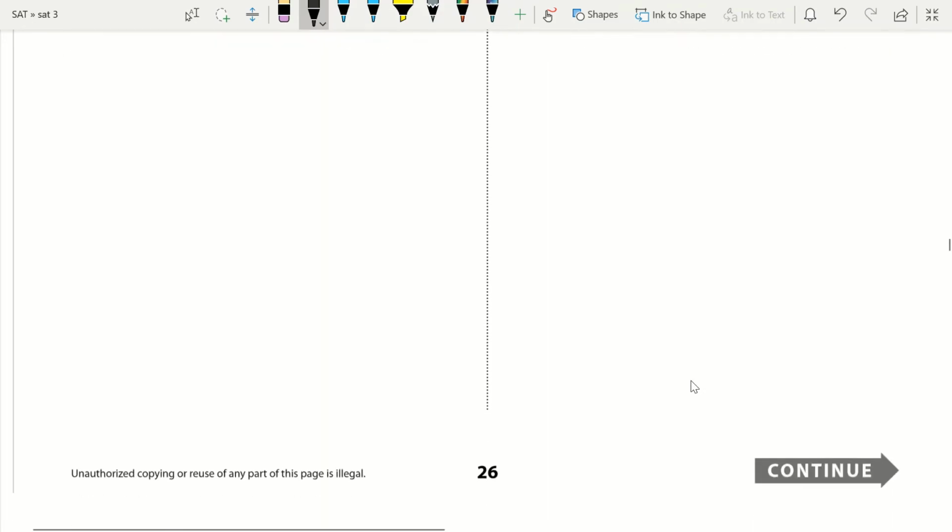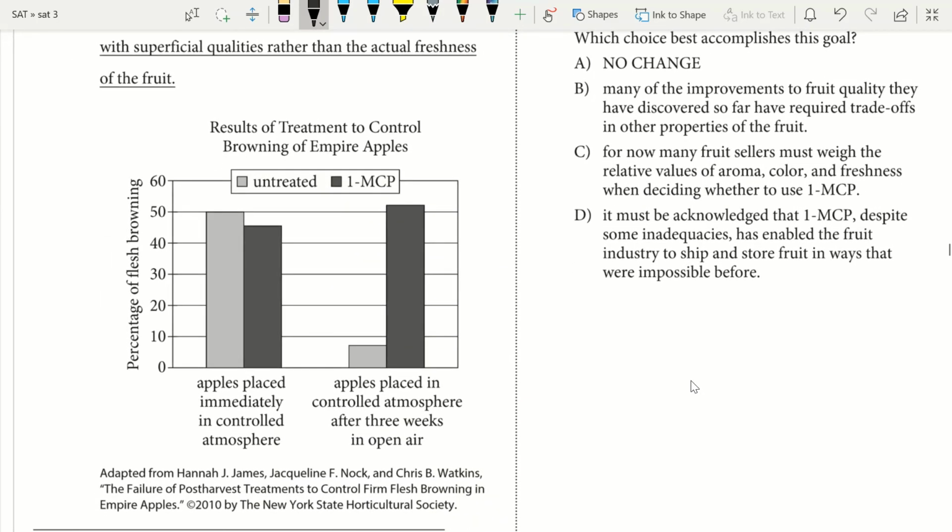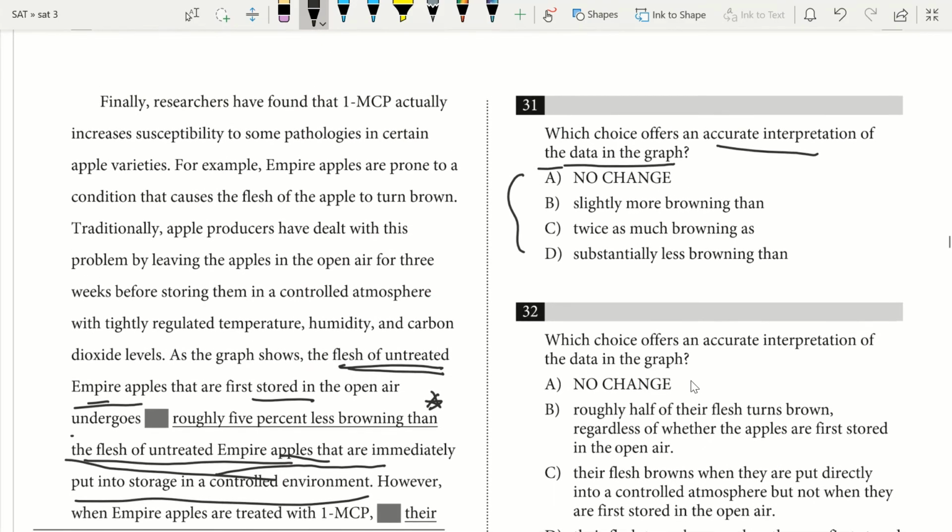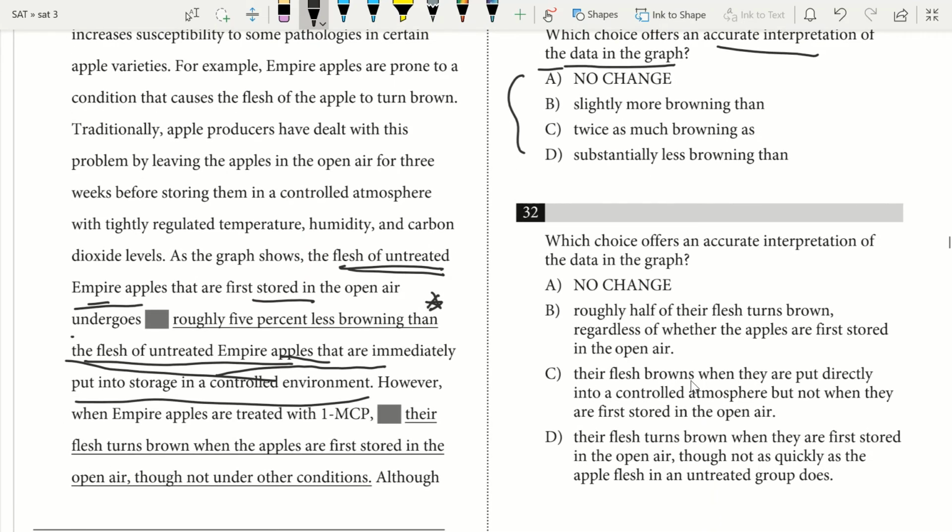So go ahead and find our graph. Alright, so we're going to be using untreated apples, and we're comparing those immediately placed in controlled atmosphere versus those placed in a controlled atmosphere after 3 weeks of air. We see that they're vastly different, and we know our answer choice said only 5% different, right? So that's going to be wrong. And then we have slightly more browning, twice as much, or substantially less. We know our answer is substantially less.